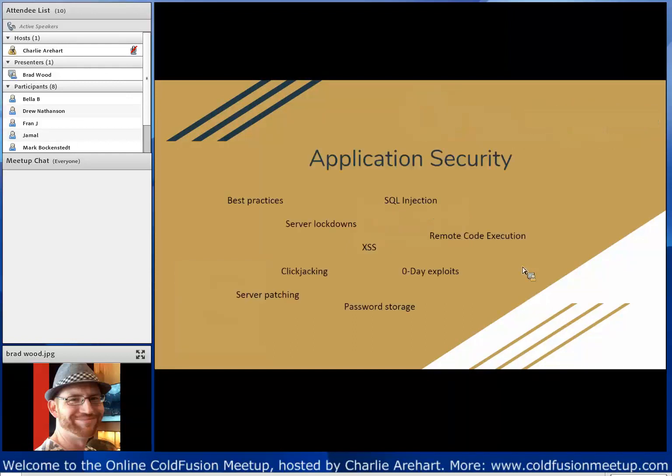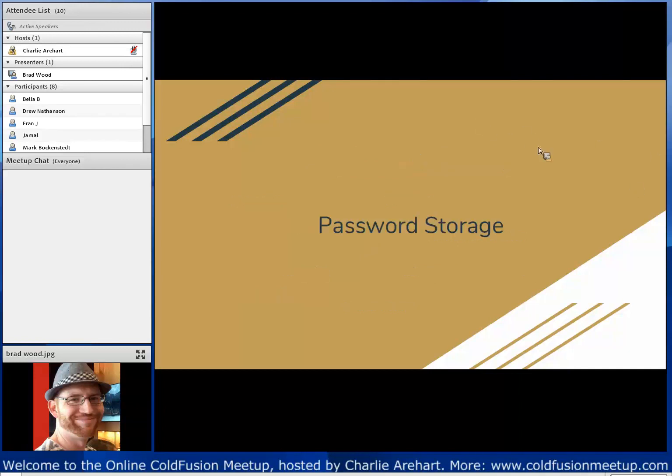So application security is a topic that should hopefully be dear to our hearts as application developers. And there's a lot of aspects to it: SQL injection, remote code execution or RCE, zero-day exploits, cross-site scripting, all sorts of stuff. This talk isn't meant to be any sort of grand overview or an OWASP top 10 or anything. It's really just more of a focused talk that zeroes in on password storage.